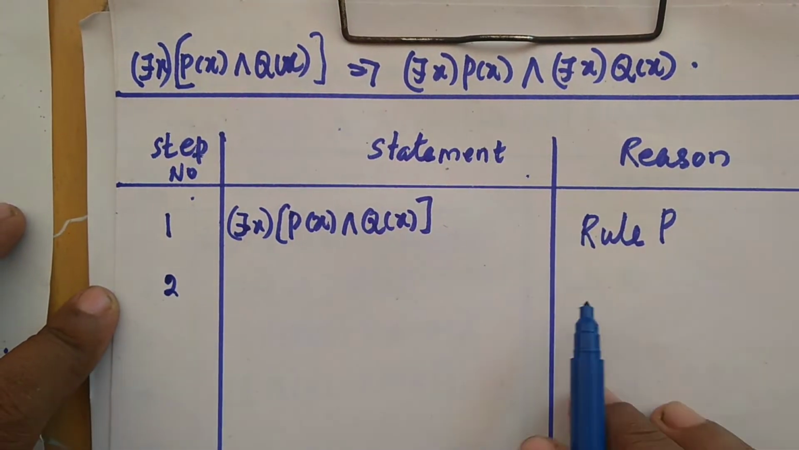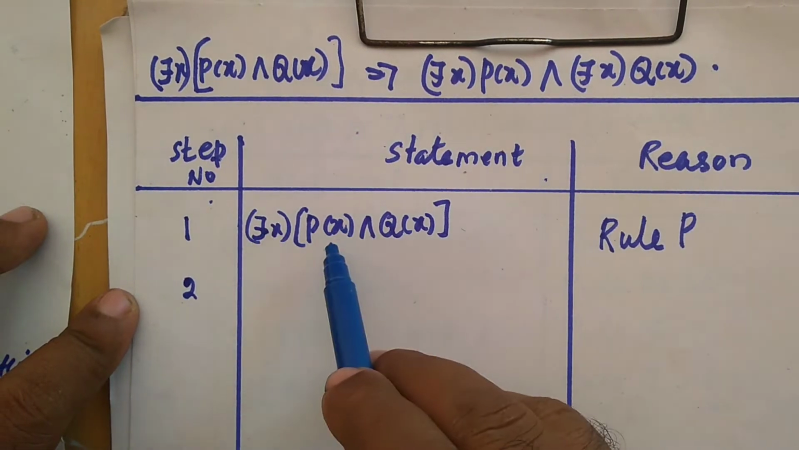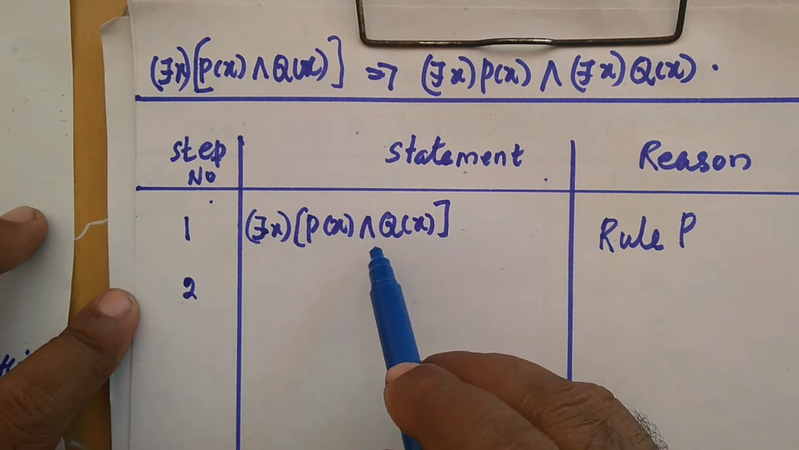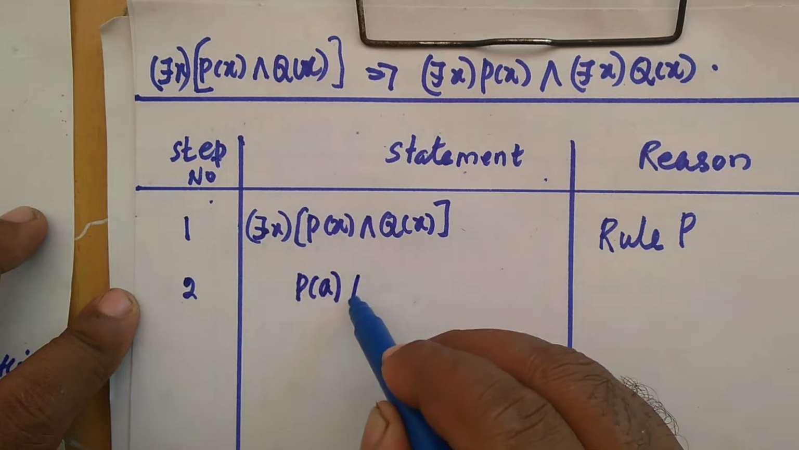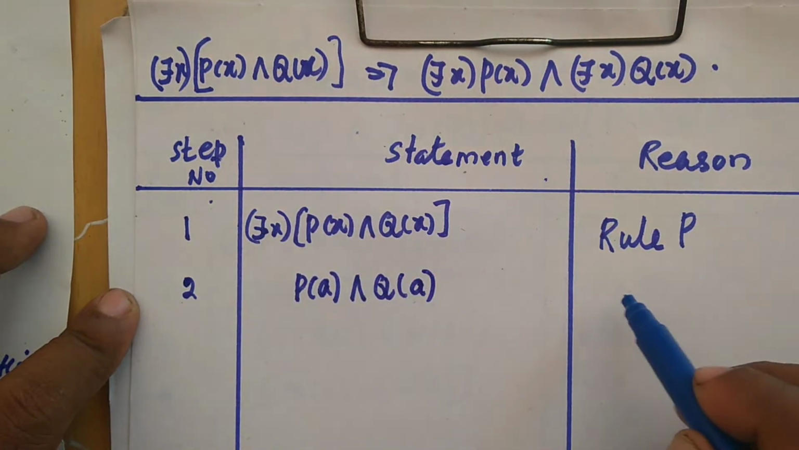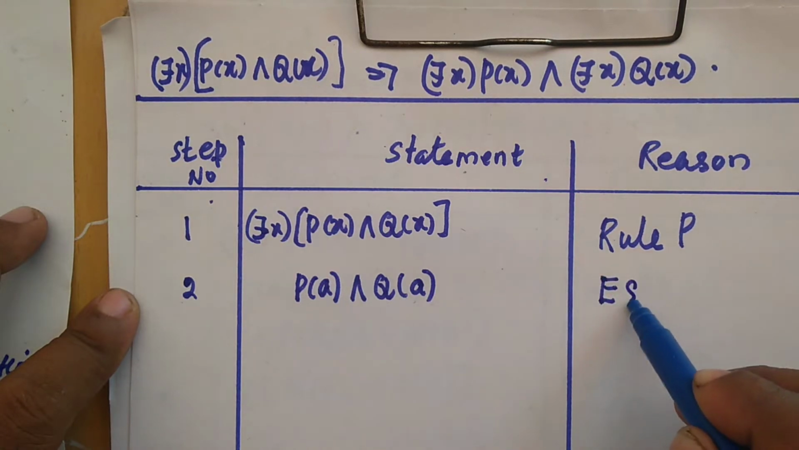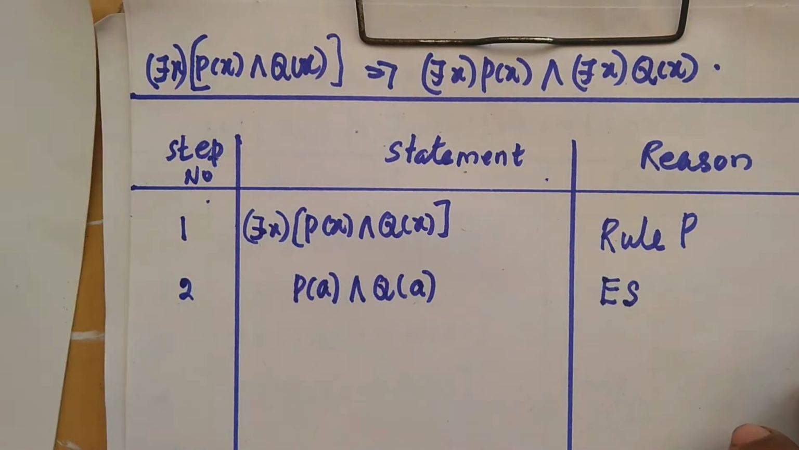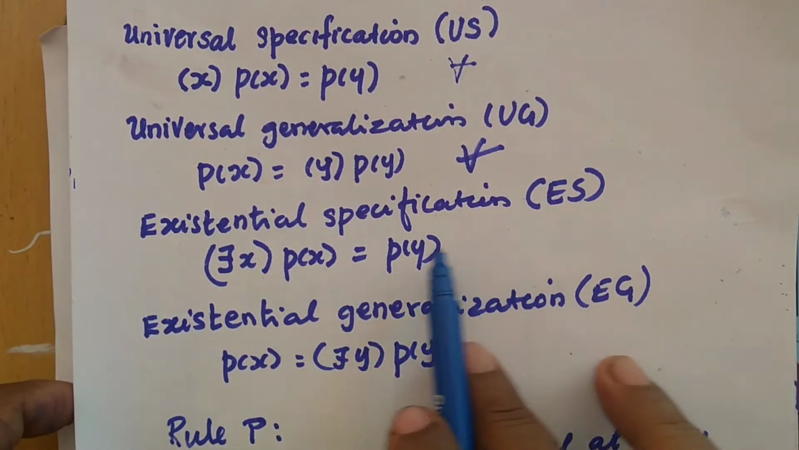Second one, this is for particular values. That is, there exists some value. So instead of x, we use some particular value A. That is P of A and Q of A by rule ES. This is our formula, that is ES, existential specification.